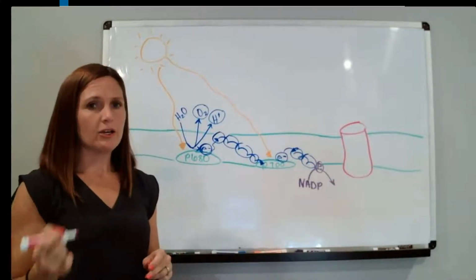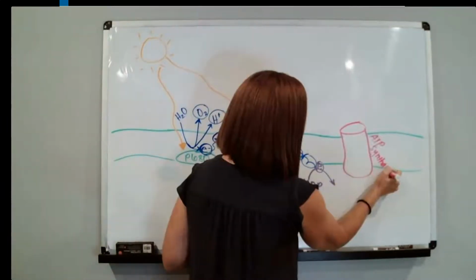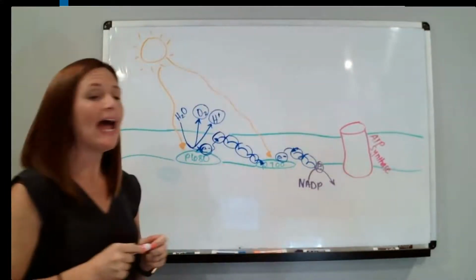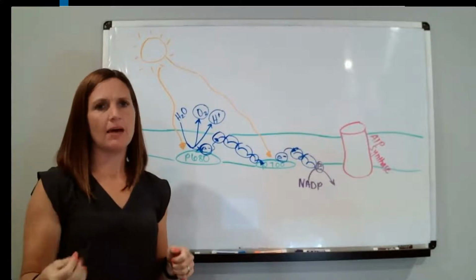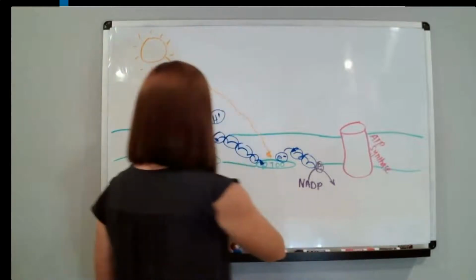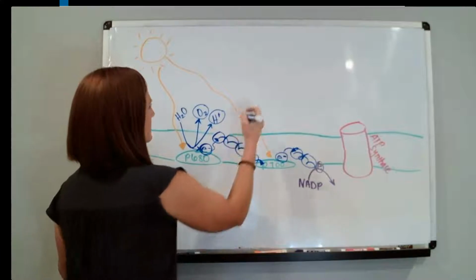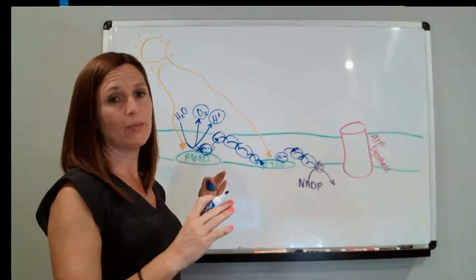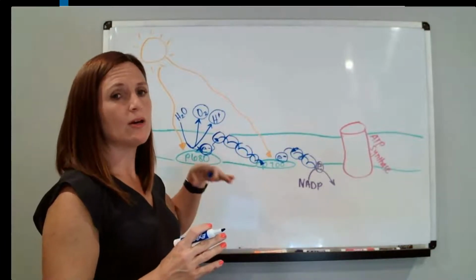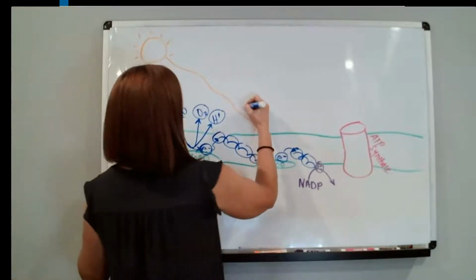The chemiosmotic gradient works through a molecule called ATP synthase. And what happens in chemiosmosis is that we create a large number of hydrogens on one side of the membrane. And in this case, we're going to create this on the interior portion of the thylakoid membrane.